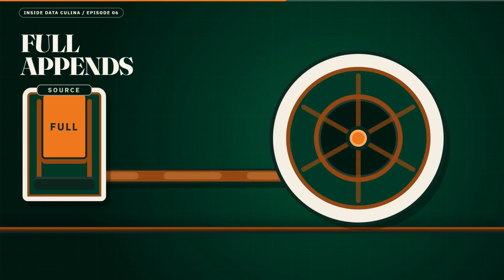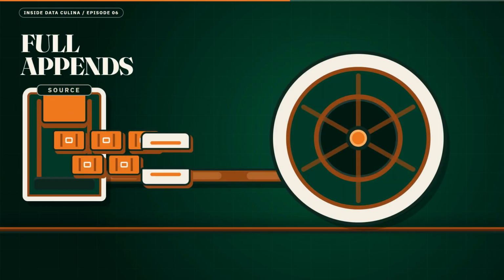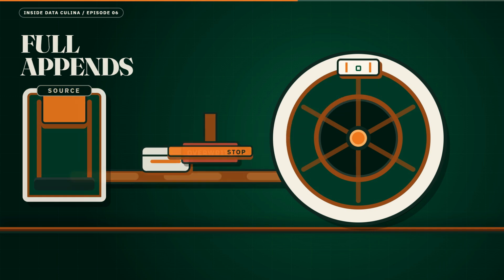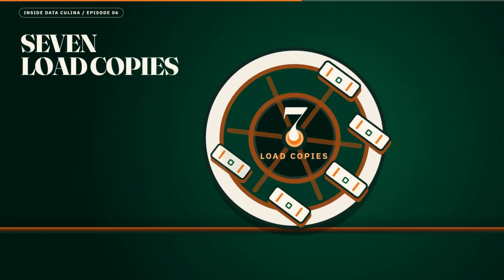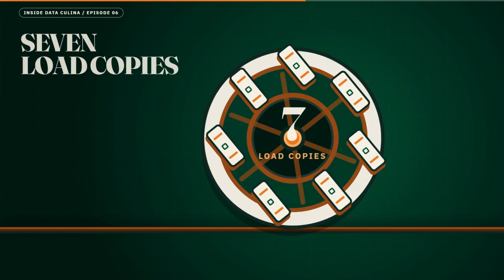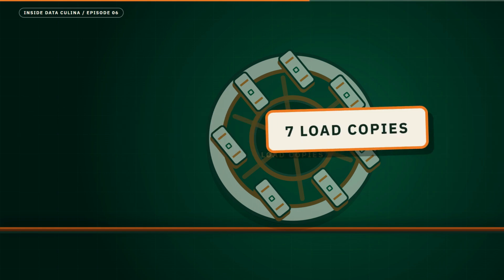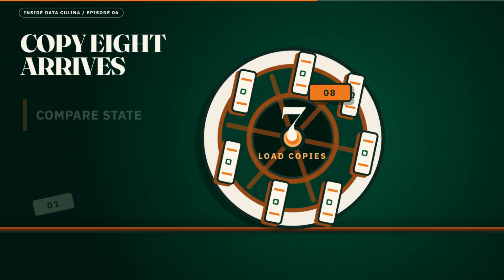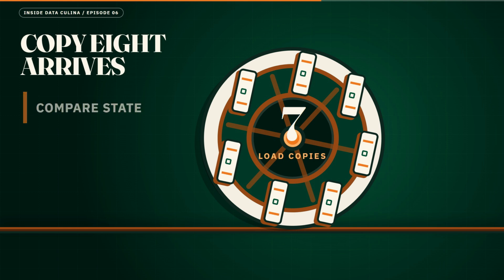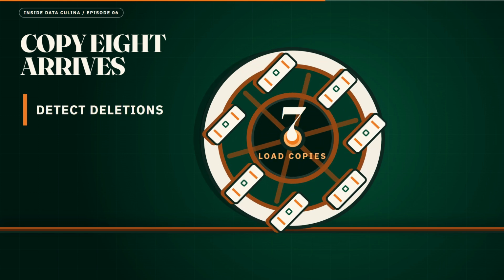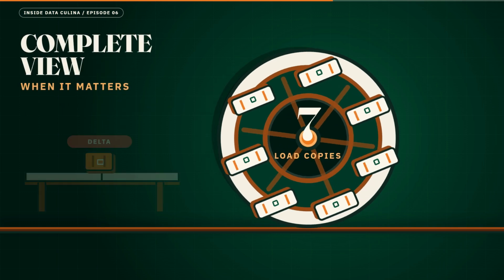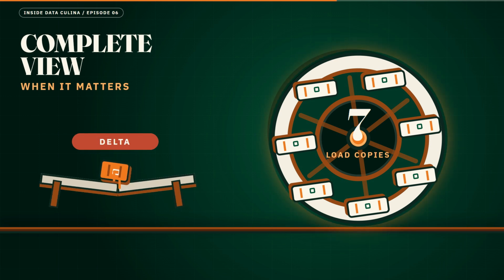Now open the full gate. A full run brings the current source snapshot through the route and appends it to staging. It does not overwrite staging. Retention then keeps the latest 7 load date copies. 7 copies, not 7 days, a small distinction with large consequences for weekly schedules. Those snapshots support complete state comparison, deletion detection, and dimension processing. Full is heavier, but sometimes the complete view is the feature. If the source cannot promise reliable deltas, pretending otherwise only makes the pipeline lighter on paper.